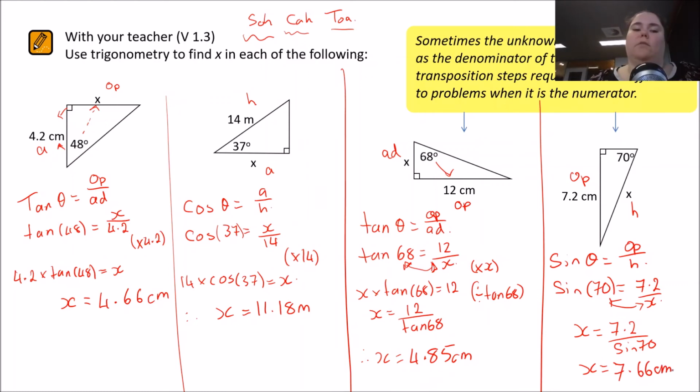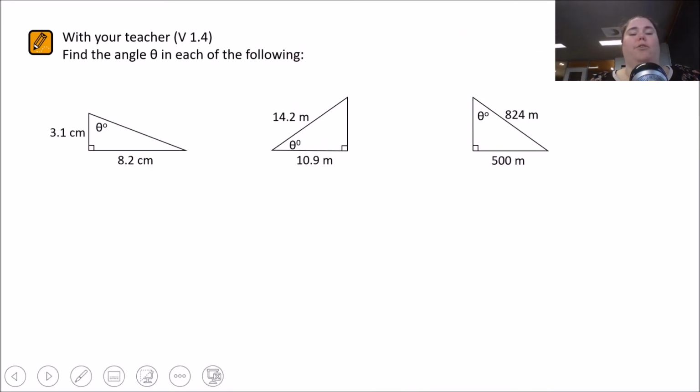And there's one other thing. So there's one more type. We found the one where you've got the unknown on the top, and the one where the unknown is on the bottom. We also need to be able to find when the unknown is the angle. So that's my last couple of examples.